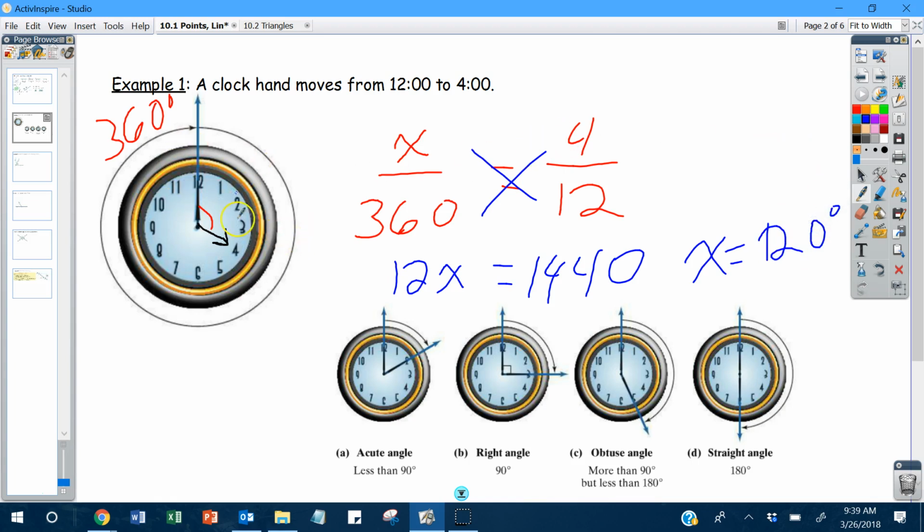And if we think about it, looking at our picture, if that's a right angle, that's 90 degrees. This is bigger than a right angle. 120 is bigger than a right angle, but it's not as big as a straight angle, which would be down here. So that's a reasonable answer, and we can think we probably did this one right.